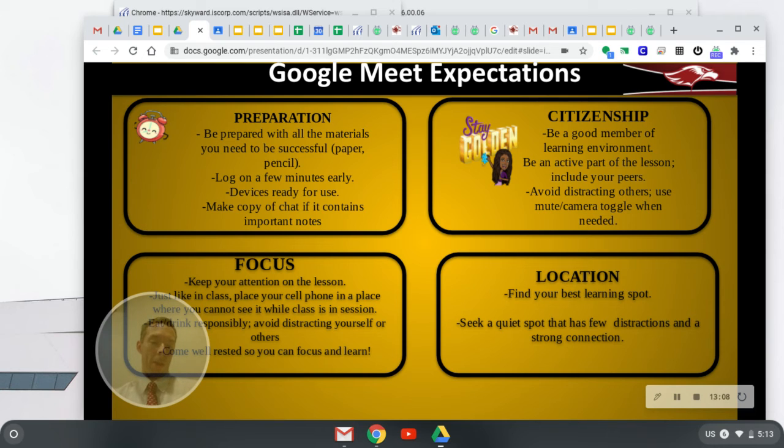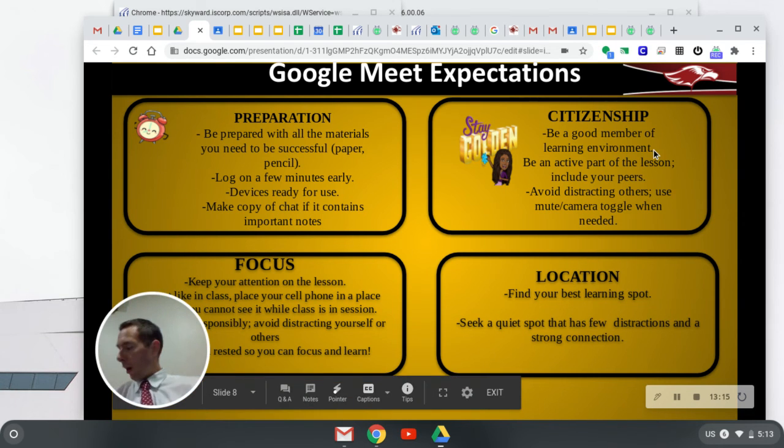So eat and drink responsibly, avoid distracting others, and then come well rested. The class is only a half hour long, and so you shouldn't be yawning a lot. You shouldn't look terribly bored. You should be really erect and ready to learn a lot.